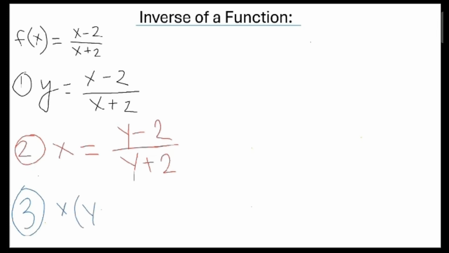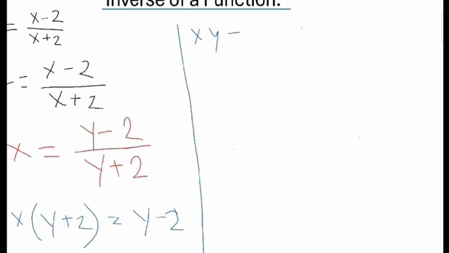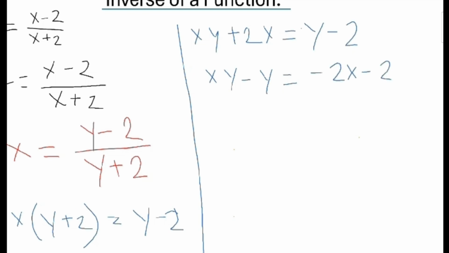Multiplying y plus 2 on both sides, we get x times y plus 2 equals y minus 2. We will use the distributive method to simplify the first half of our equation, and we get xy plus 2x equals y minus 2. We need to solve for y, so we have to make sure that all the y's are on one side. That's why we take all the y's on one side and the rest of the terms on the other side.